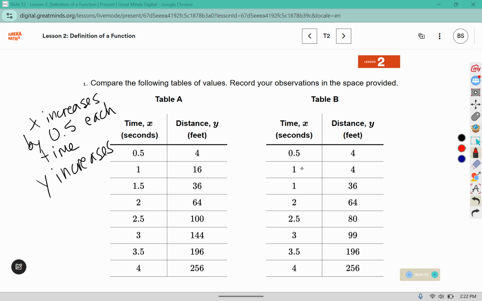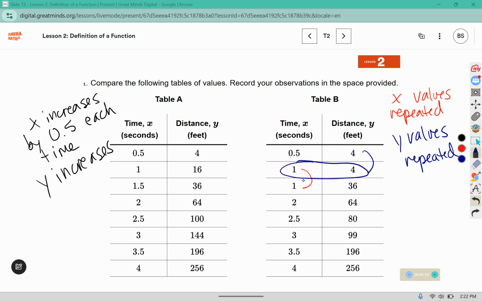In this table, I see that the x values repeated. And some y values also repeated. So this one wasn't always increasing. At the beginning, it didn't increase. But then this one has the 0.14 and the 0.136.